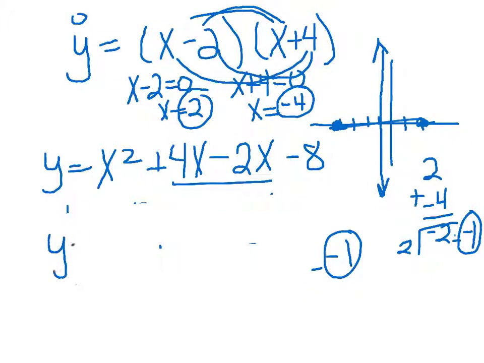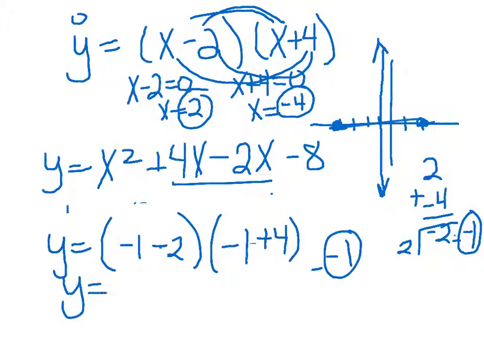And say x equals negative 1. Then y equals negative 1 minus 2 times negative 1 plus 4. So y equals negative 3 times positive 3, and that would be negative 9. So my vertex is way down here at negative 9.